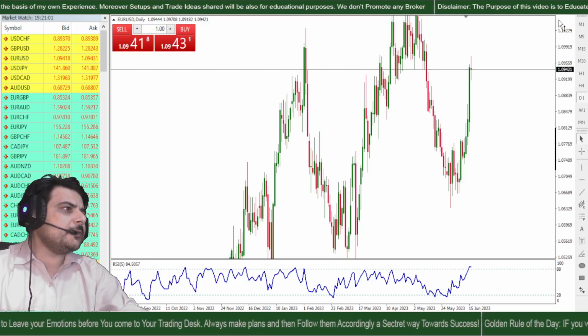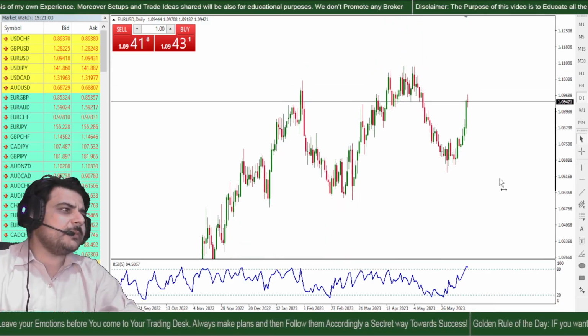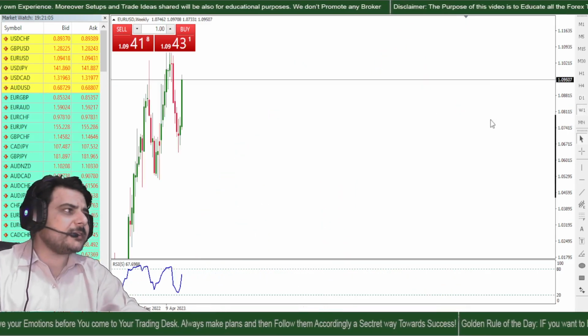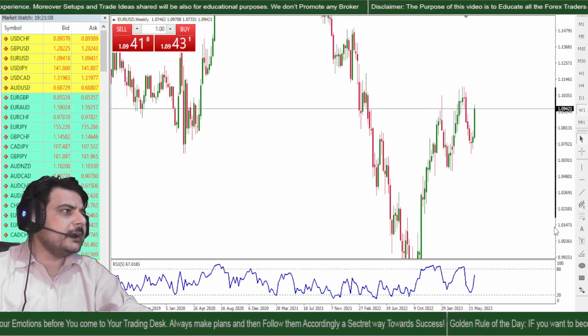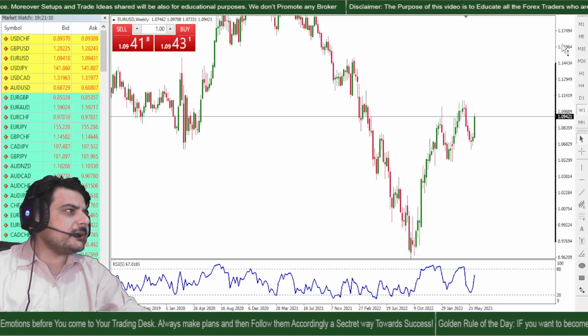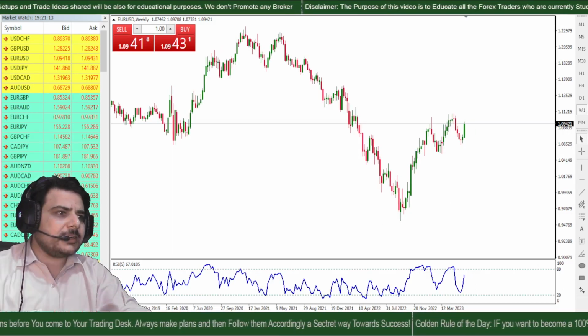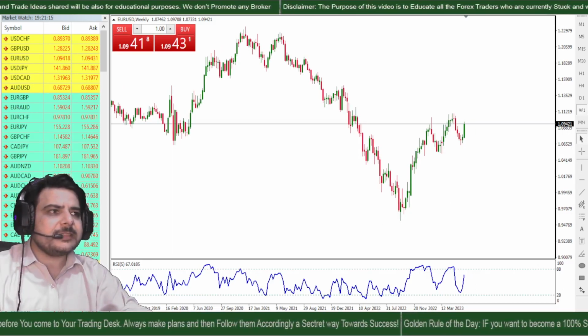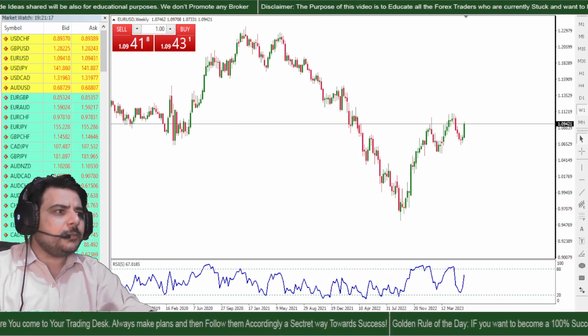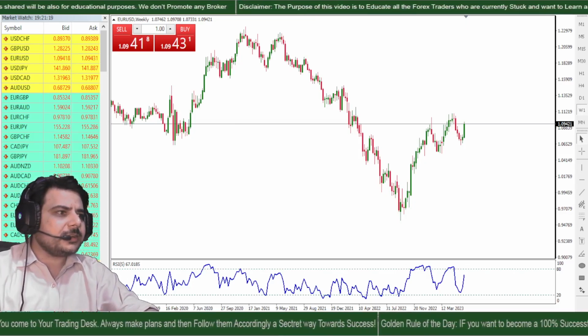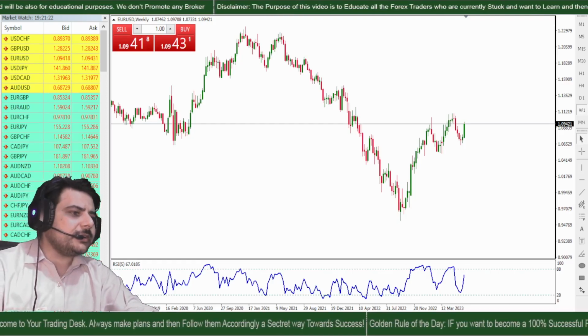First of all, today specifically I want to talk about the weekly time frame. I see there is a very nice impulsive wave, I should say, and this impulsive wave will be pointing towards, let me draw it right here.